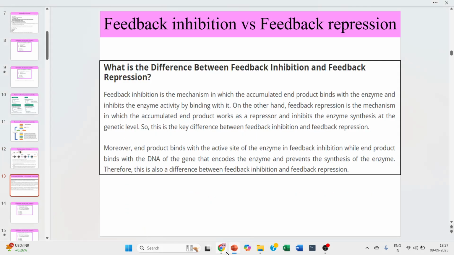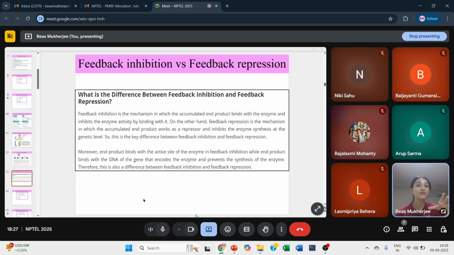Now, there is something called feedback repression. What is the difference between feedback inhibition and feedback repression? Feedback inhibition is the mechanism in which the accumulated end product binds with the enzyme and inhibits the enzyme activity by binding with it. On the other hand, feedback repression is the mechanism in which the accumulated end product works as a repressor and inhibits the enzyme synthesis. So it is even working at the DNA level.